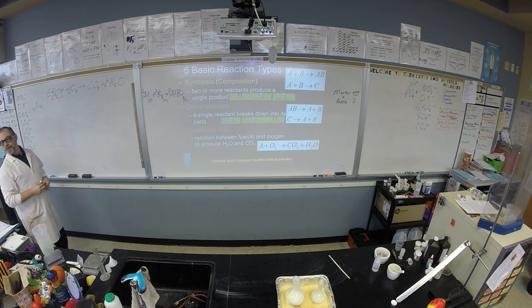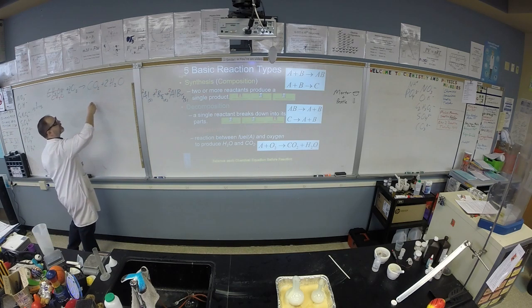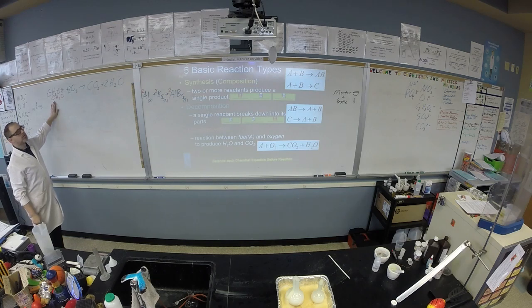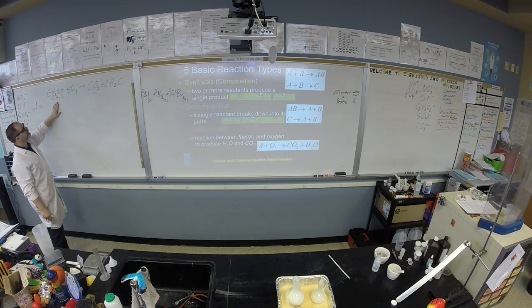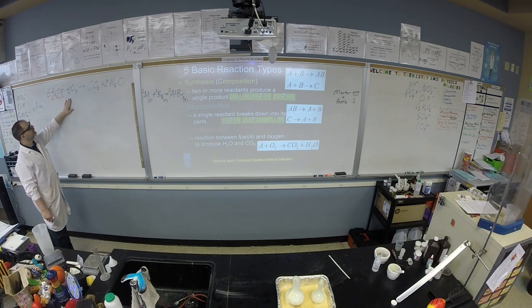Again, guys, if you find yourself with an even and an odd together, double everything. You can always reduce later. So let's check our work. How many carbons? 1. How many hydrogens? 4. How many oxygens? 1.